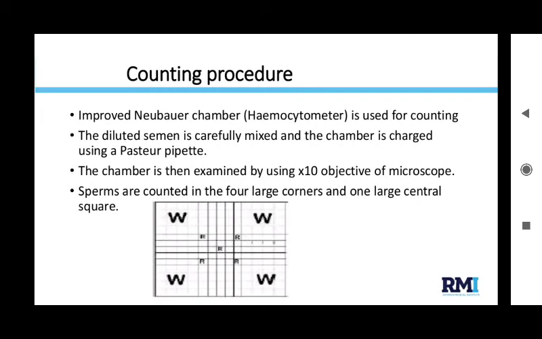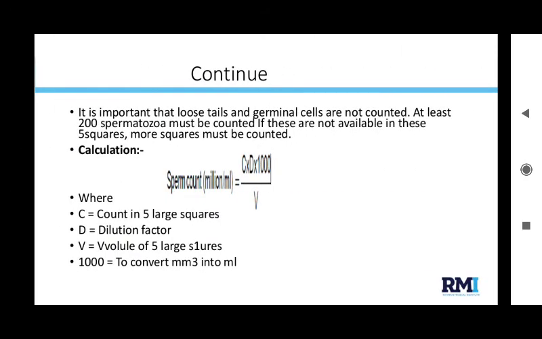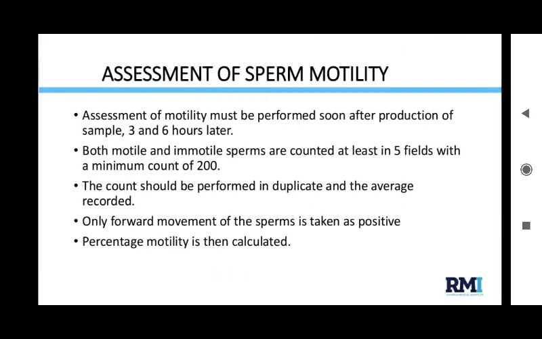Now the counting procedure, like you have already seen, the hemocytometer Neubauer's chamber is used, and the WBC squares are used, as you can see. The chamber is then examined under a 10x objective microscope. These are the calculation part.